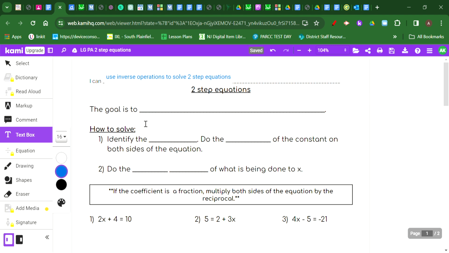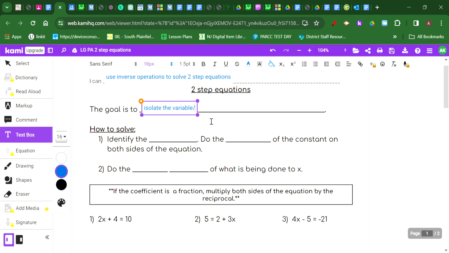Alright, so the goal is to isolate the variable. Or you want to think of it like try to get x alone on one side of the equation. The idea is if you get the x alone on one side of the equation, then the other side of the equation will be the solution. All right, so there's two steps to solve. That's why we call them two-step equations.